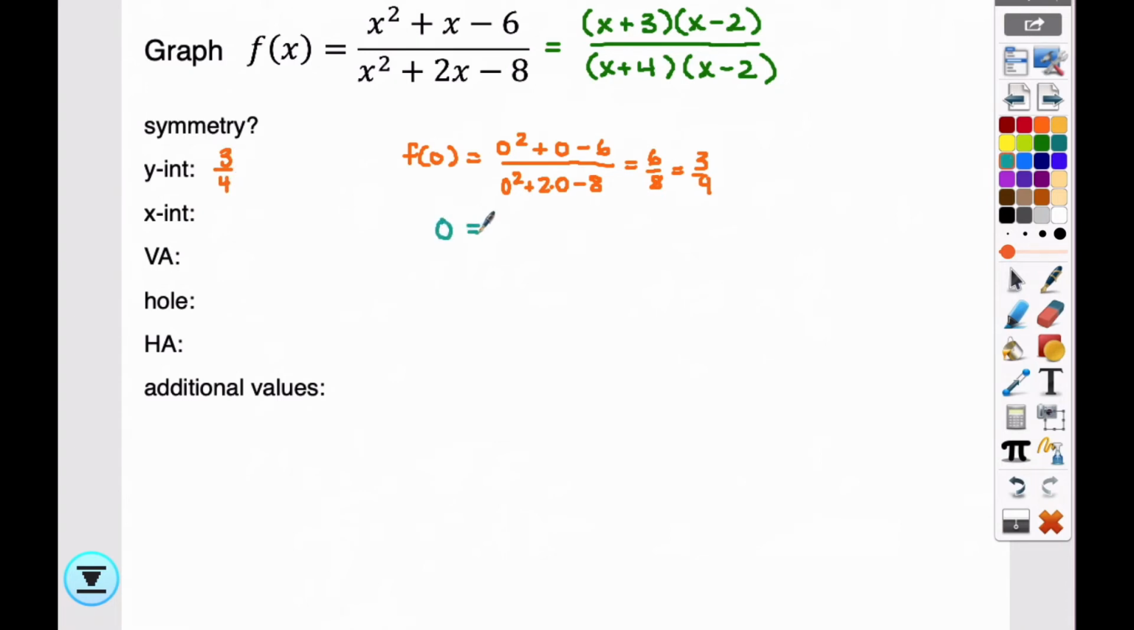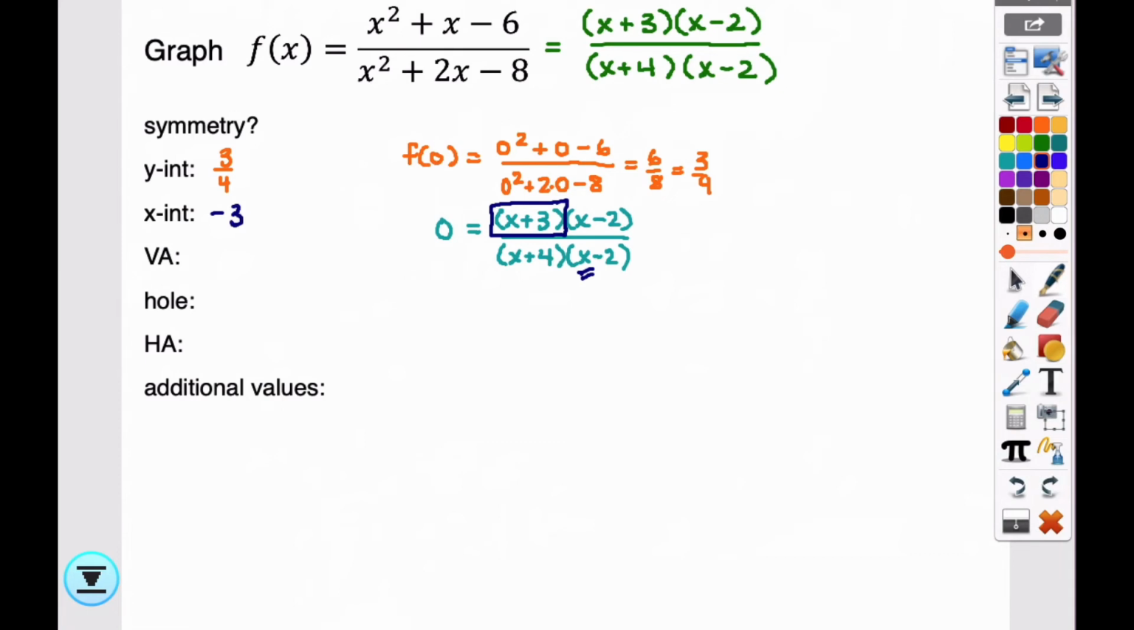X-intercept happens where y equals 0. I'm going to use the factored form for this because remember, I'm really just looking for where the top of the fraction equals 0. That's the only way that a fraction can equal 0, if the top equals 0. And I know that the top will equal 0 at -3 and +2. But you know that +2 isn't even in the domain, right? If I stuck in a 2, I would get 0 over 0. And that's not going to work out. So really, my only x-intercept comes from this factor, the -3.